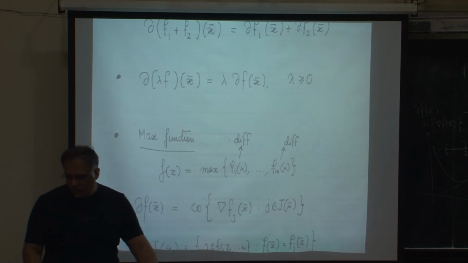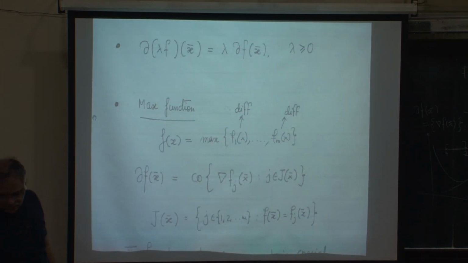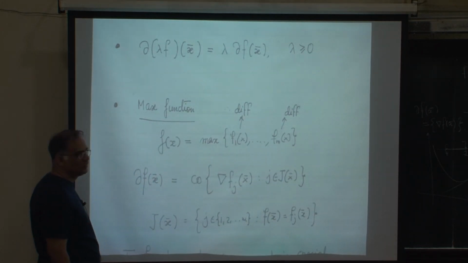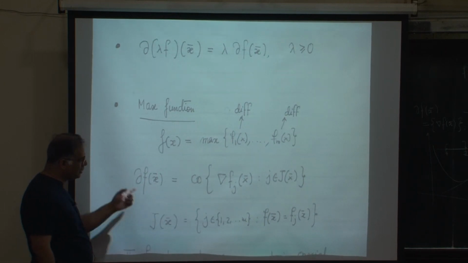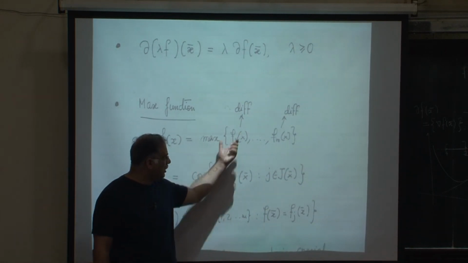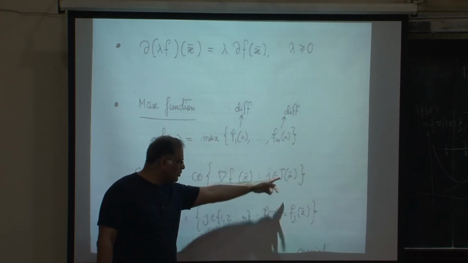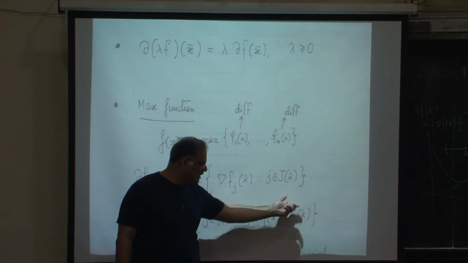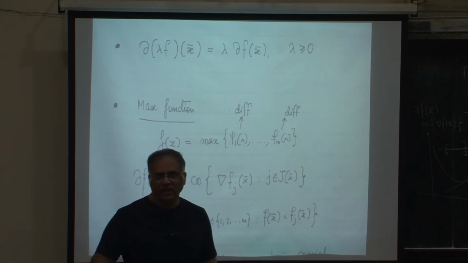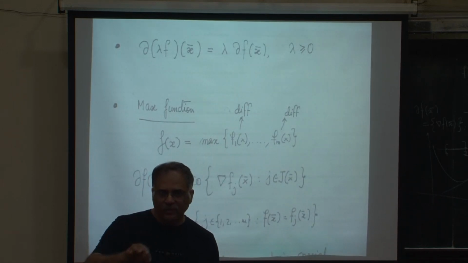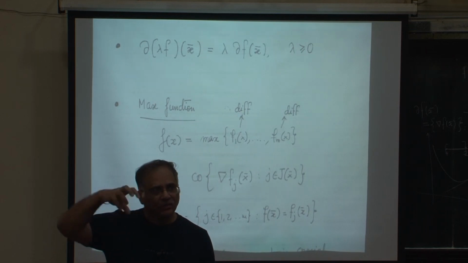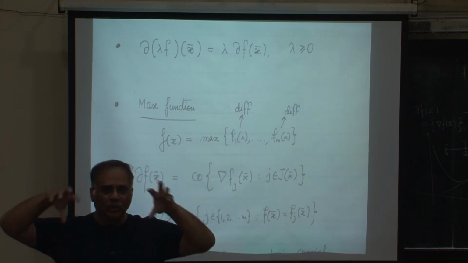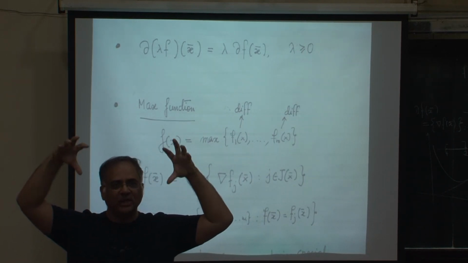Here is how you calculate the subdifferential. The subdifferential at x bar is the convex hull of the gradients of all these f j, where j belongs to J of x bar. So J of x bar is the collection of all indices for which f of x bar equals f j of x bar. When you compute f of x bar, you are computing f1 x bar, f2 x bar, up to fm x bar, and taking the maximum value. There can be two, say f1 x bar and f2 x bar, both having the same and highest value.